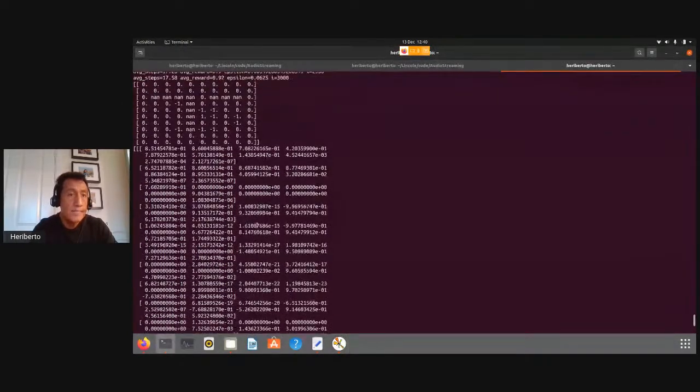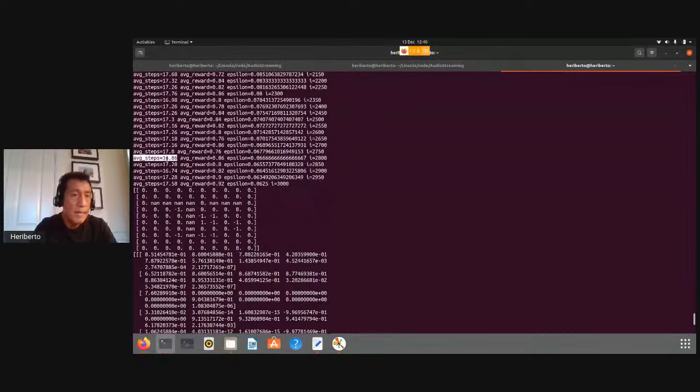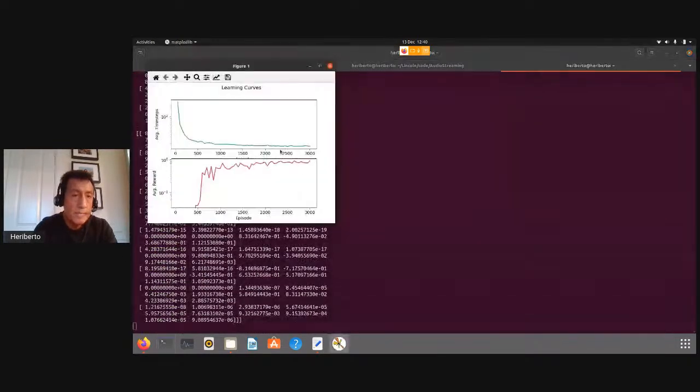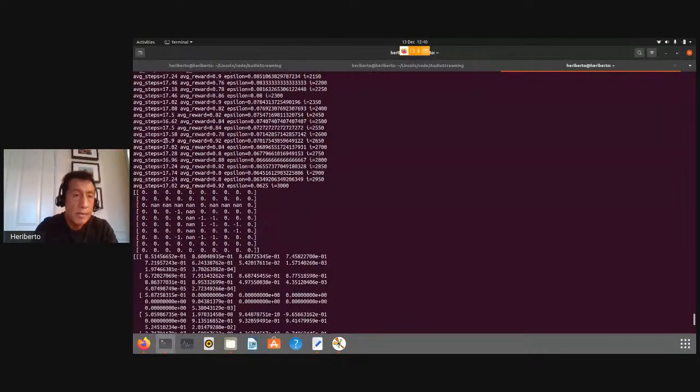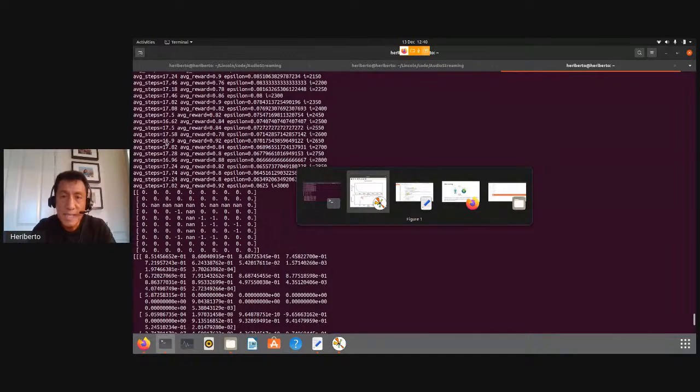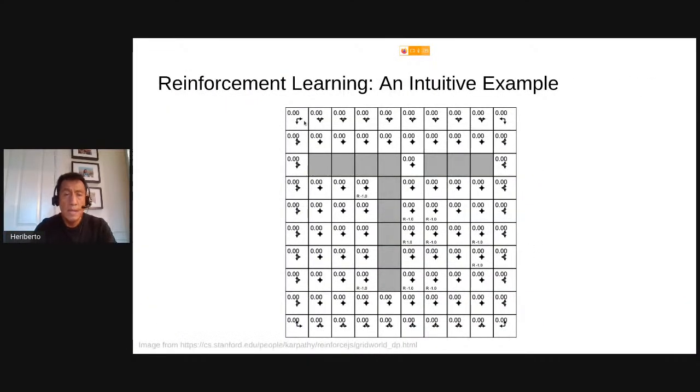How many steps does it take? It looks like around 16. Here it has 17, but that's because there is a small amount of noise here. This is the amount of randomness. So sometimes it may not be the most accurate, but let's count roughly how many steps we require to get from the initial state to the goal. 1, 2, 3, 4, 5, 6, 7, 8, 9, 10, 11, 12, 13, 14, 16, 17. So roughly that's more or less the number that it requires.